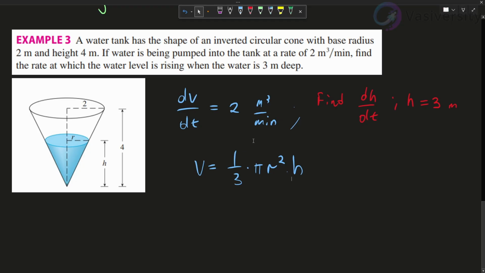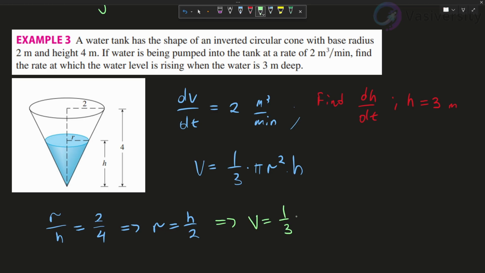So from the similar triangles, if we think about it in 2 dimensions, we have 2 similar triangles. We know that the ratio between radius to height is 2 to 4. That means radius is equal to half of the height. Okay, so by plugging this in, we're going to have the volume is equal to 1/3 times pi times (height over 2) squared times height, which is equal to pi over 12 times height cubed.